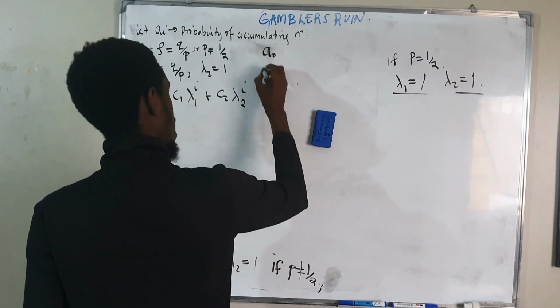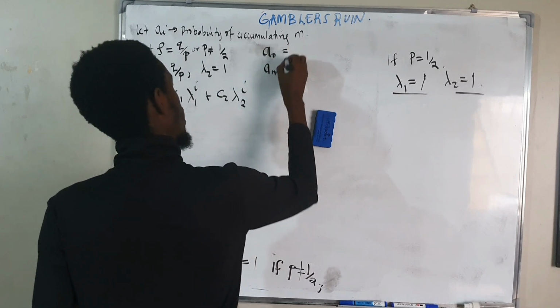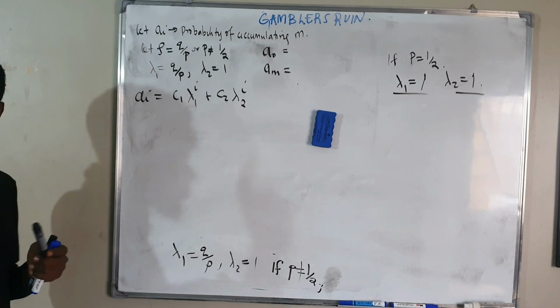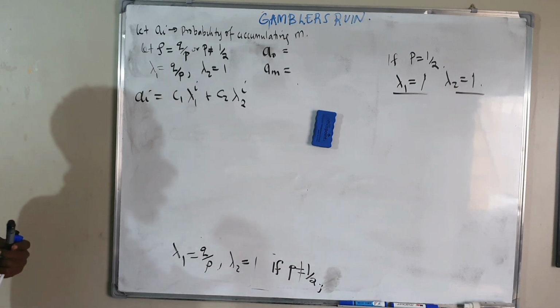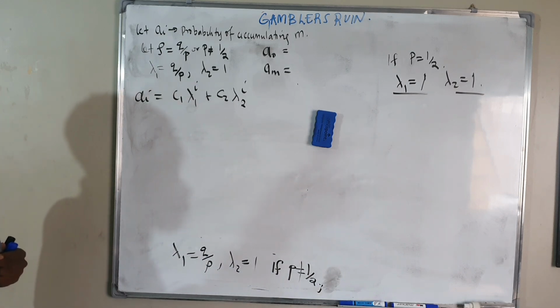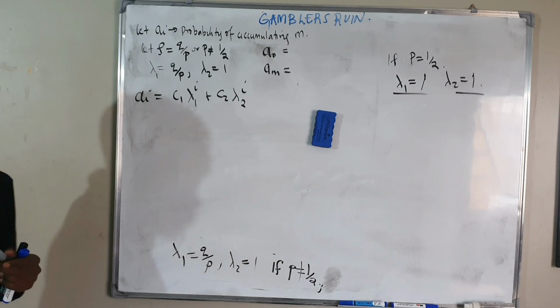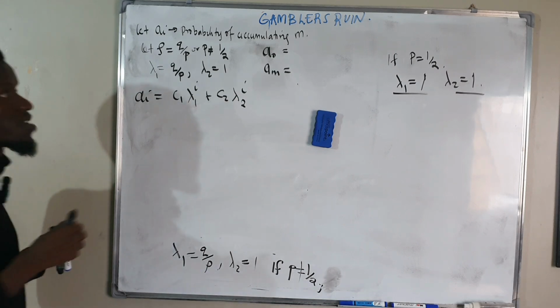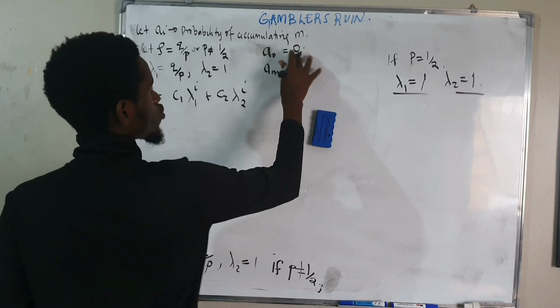What is A naught? And what is AM? Now A naught means what? Is that the probability of me hitting or accumulating M when I'm at 0? Remember, we said if I reach 0, I'm ruined. Therefore, I won't play the game. Therefore, the probability of me reaching M when I'm at 0 is going to be 0, because I'm already out of the game. Therefore, probability is going to be 0.